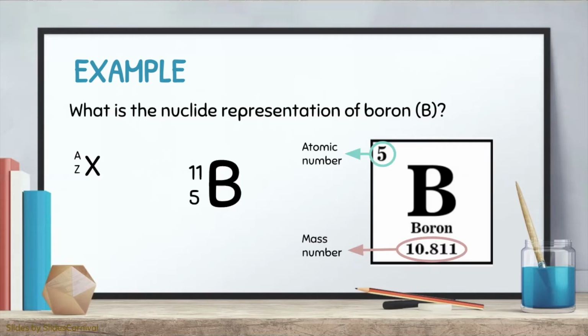So here's the nuclide representation of boron. Yes, it does say 10 on the mass number, but since it's 10.811, we can round that to 11 for the mass number.